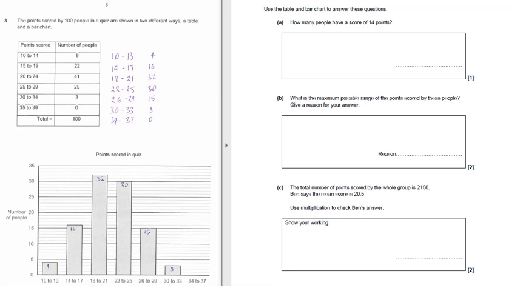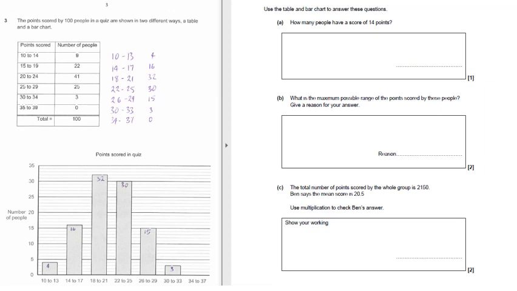Sometimes this is just what I do. When I look at the question, I'm thinking, right, I want to understand this question before I start thinking about the answers, because sometimes the questions confuse me, so I just want to understand what's going on before I even start reading the questions. Okay, use the table and bar chart to answer these questions. How many people scored 14?